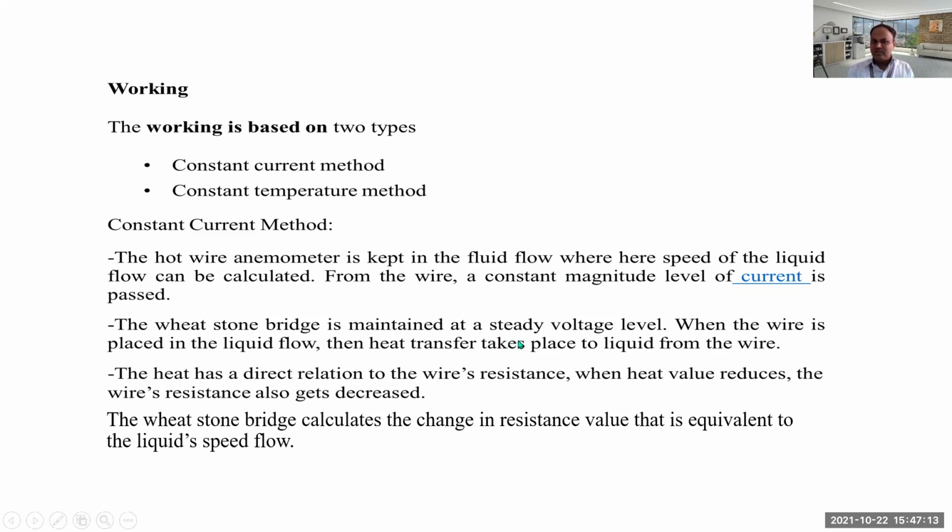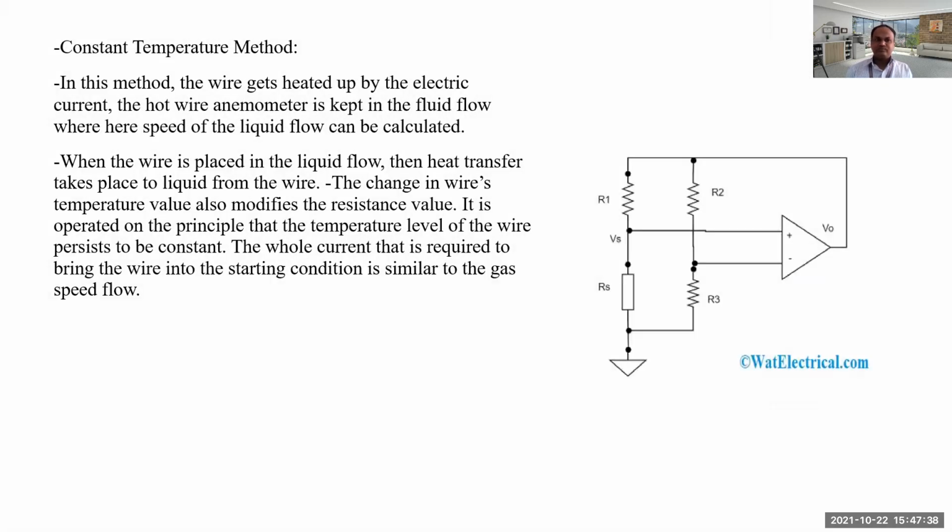The Wheatstone bridge is maintained at a steady voltage level. When the wire is placed in the liquid flow, heat transfer takes place from the wire to the liquid. The heat has a direct relation to the wire's resistance. When the heat value reduces, the wire's resistance also decreases, and with the help of that, we can calculate the speed of the liquid flow. That is the working principle.